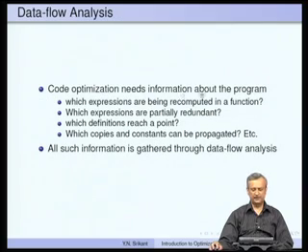Code optimization needs information about the program. For example, which expressions are being recomputed in a function, which expressions are partially redundant, which definitions reach a point, and which copies and constants can be propagated. Partial redundancy will be clear very soon. Such information is gathered through data flow analysis, and our discussion of data flow analysis will begin after this introductory lecture on optimization.